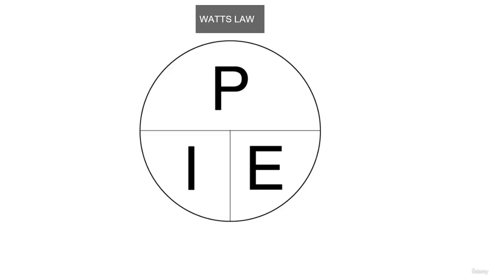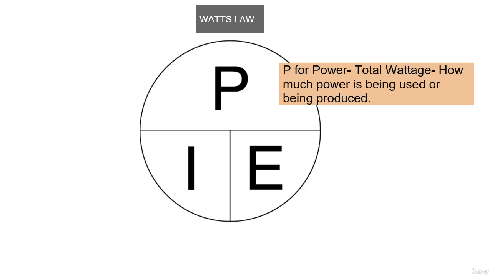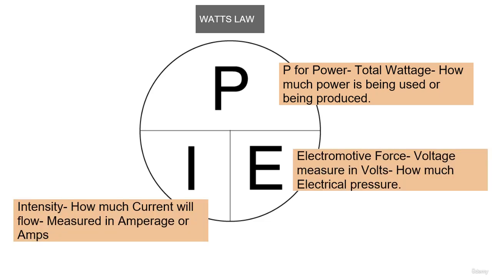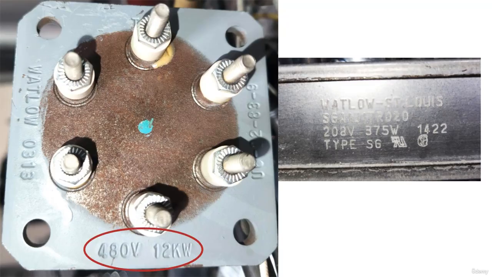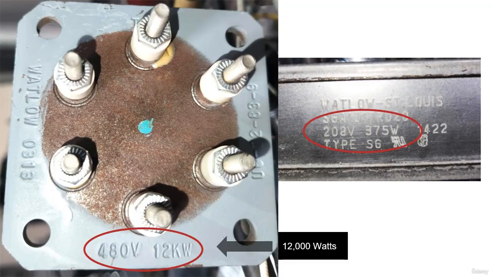Watt's law. Wattage expressed in P for power is the amount of power used or created. You get wattage by multiplying your amperage and your voltage. By having any two of the numbers, you can get the third number. Many resistive components like heating elements that we use will be rated for wattage and voltage. So, at the given voltage, this will produce or use a certain amount of power.